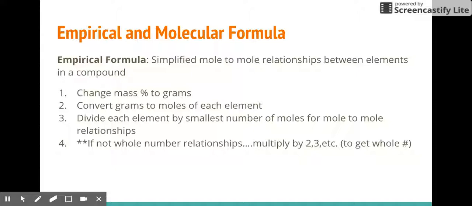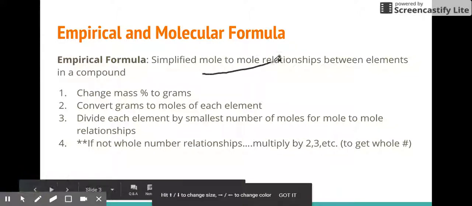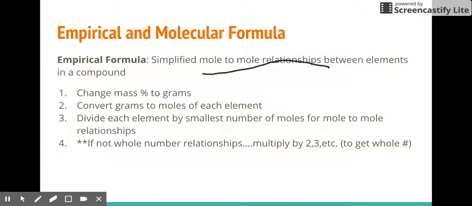So when I take all of that information, I then can find mass percents. So once I have the mass percent, I then can figure out my empirical formula. What is the simplified version of the chemical makeup? And our whole goal here is to figure out these mole-to-mole relationships. That's what we're trying to do. So I put together kind of a step-by-step process of what you can do to be able to figure out an empirical formula. The very first thing you need to do is change your mass percent to grams.